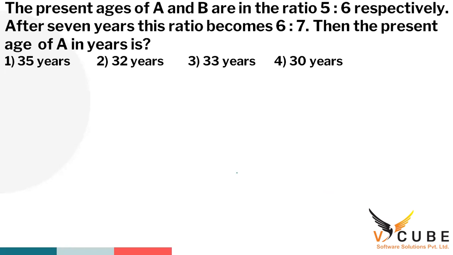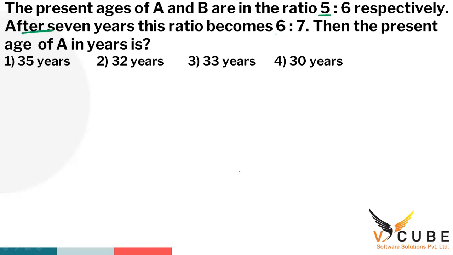The present ages of A and B are in the ratio of 5:6 respectively. After 7 years, this ratio becomes 6:7. Then the present age of A in years is? I think it's very easy, so don't use pen and paper. Find out the present age of A. Present A is how many parts? 5 parts.